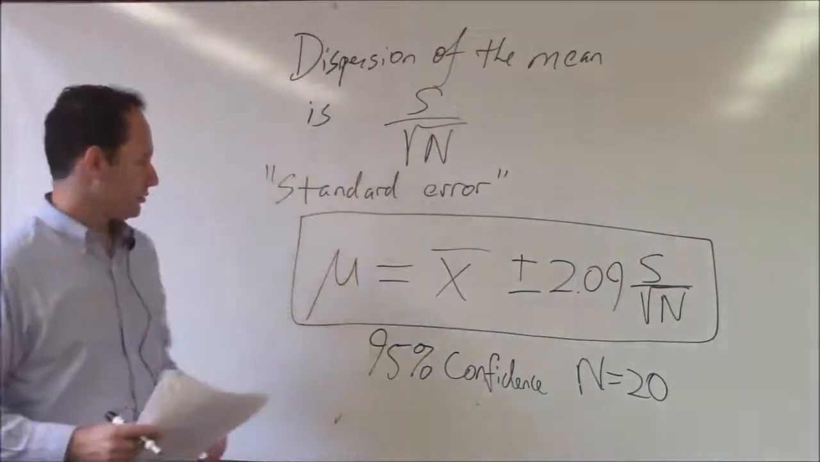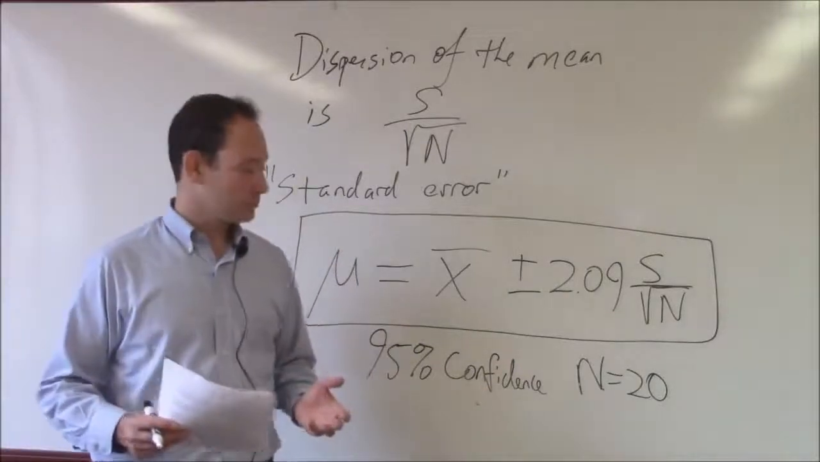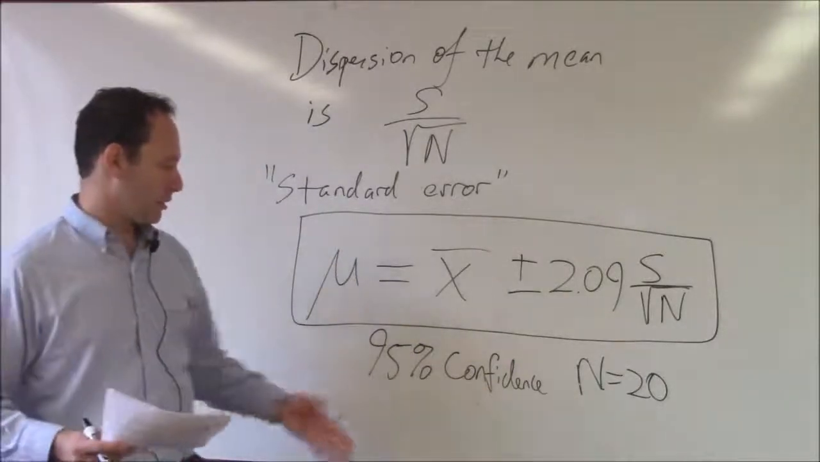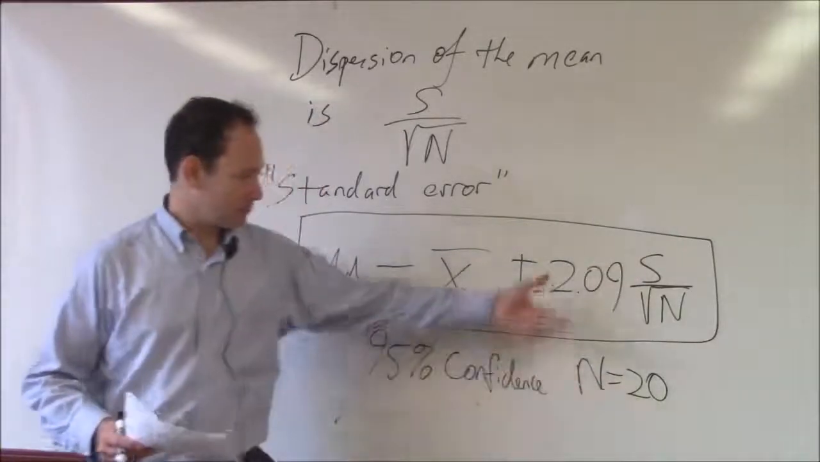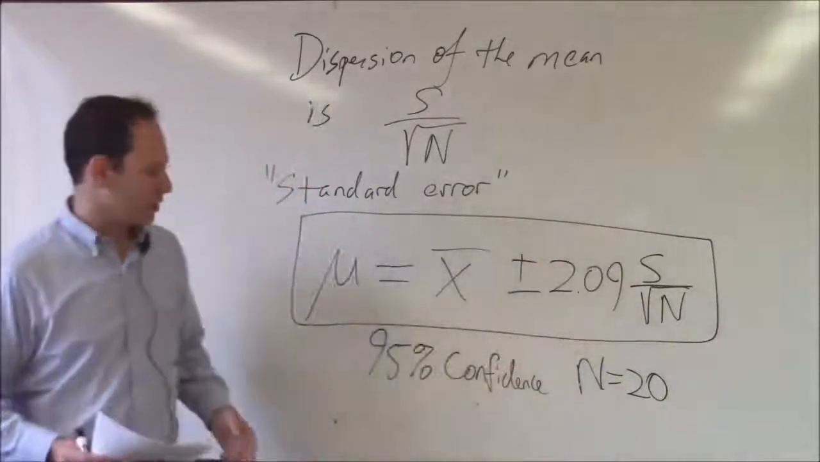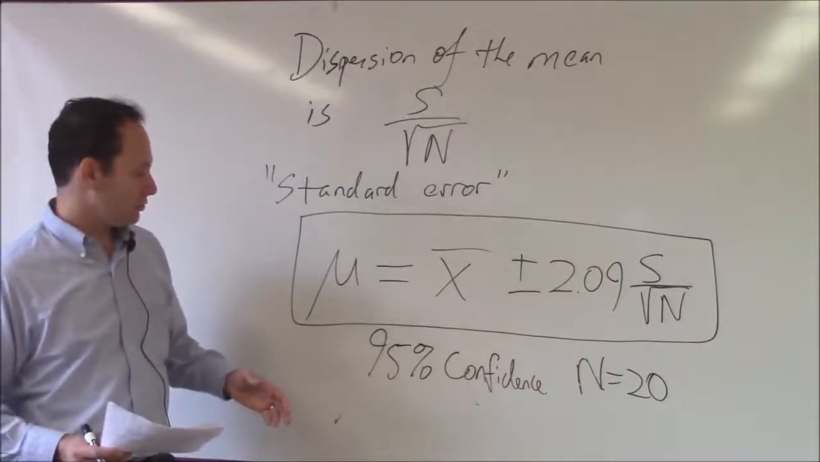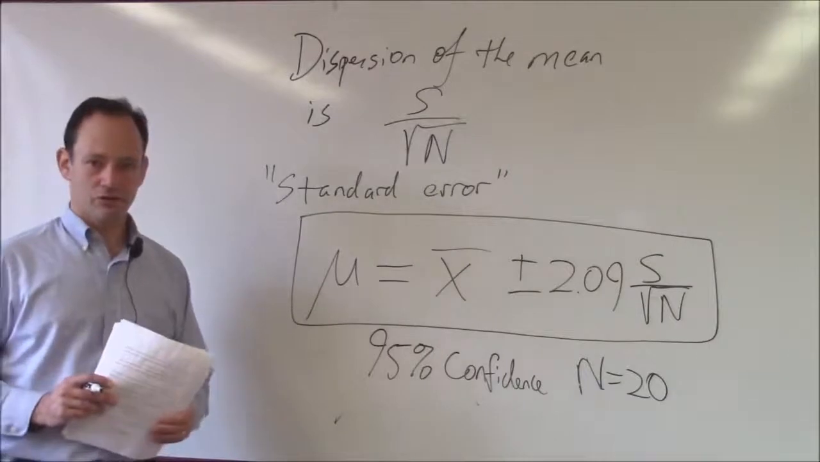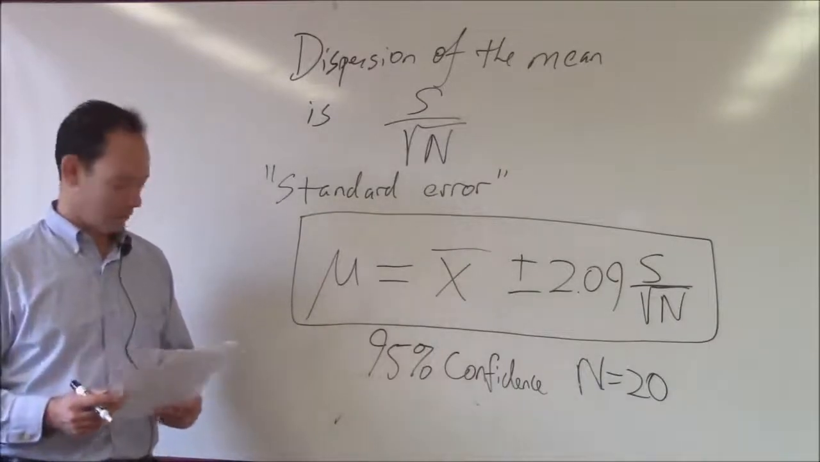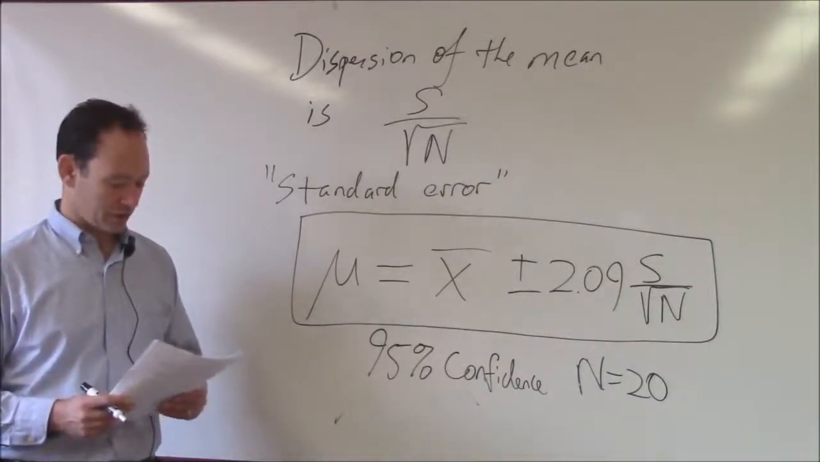All right. So to summarize, you're going to go out, you're going to take about 20 measurements, calculate the standard deviation, then divide by the square root of n to get the standard error. And you can use that to bound the true mean of your population of data.